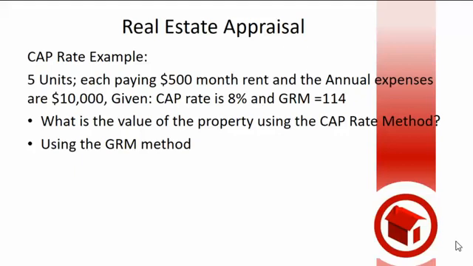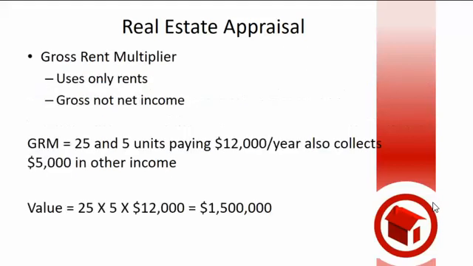Okay? So in an example of a gross rent multiplier, you literally do exactly what it says. You use a gross rent multiplier. It uses only the rents, not the net income, the gross income. When you search Zillow or one of those apps, realtors.com, they have the rent for this. They give you this property for sale for 150, but if you were to rent it, this is the approximate cost of what the rent would be.